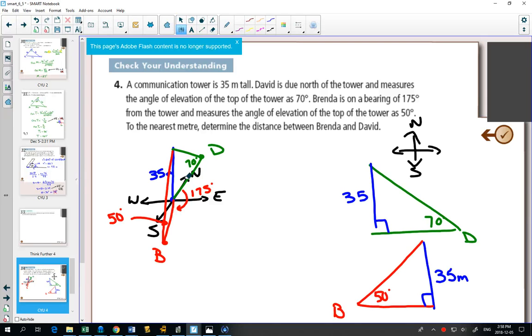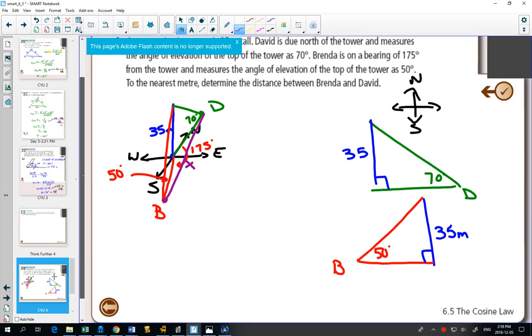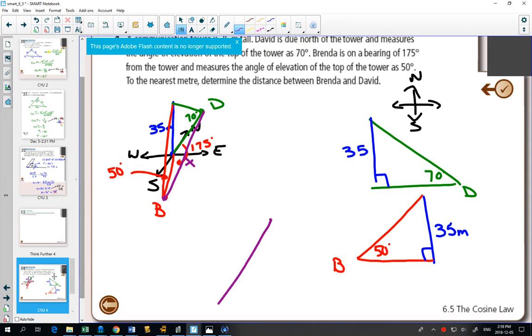We want to solve. This is the question. How far are Brenda and David apart? Okay? So I'm going to redraw the triangle that has the x. Okay, we want to solve for x. We've got a green line there and a red line here. And we know that this angle between them is 175 degrees.